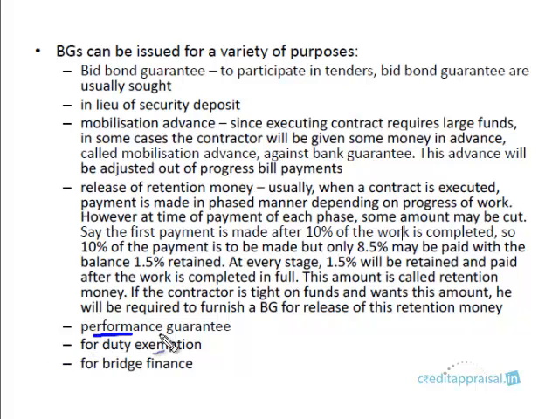Then there could be a performance guarantee. A performance guarantee is like, say, for example, you promise us something will happen. The contractor says we're going to do this, and he fails to do that. Then the bank has to make the payment. So that is a performance guarantee. Duty exemption also, sometimes BGs are provided. Bridge finance also, BGs are provided.